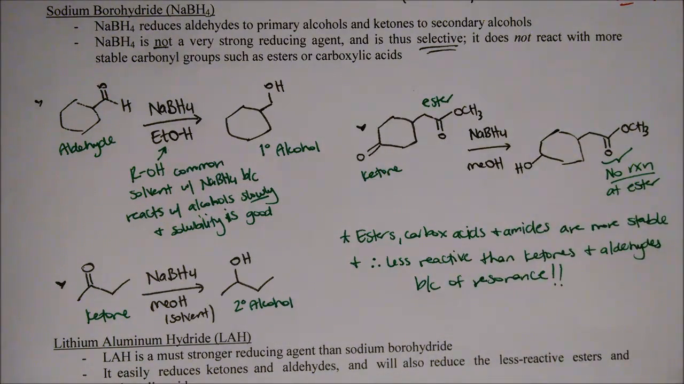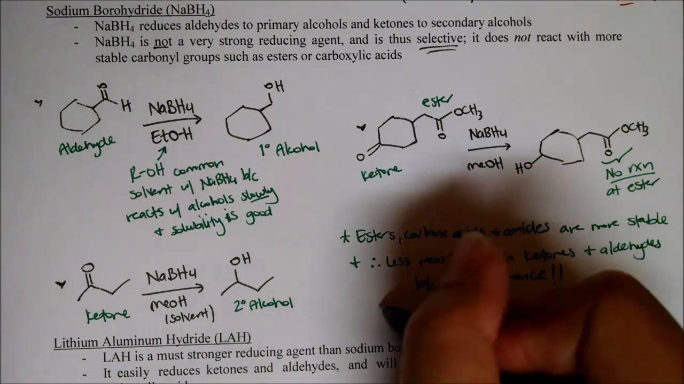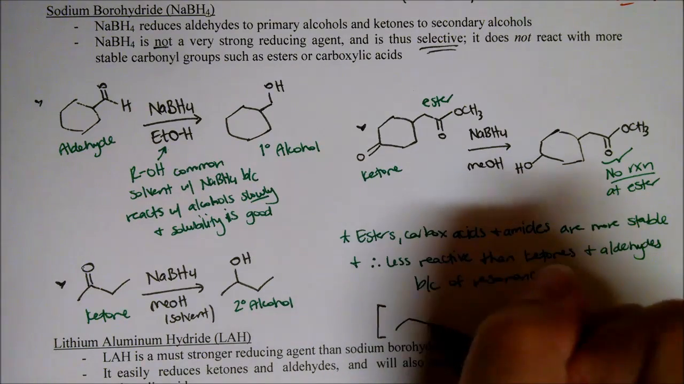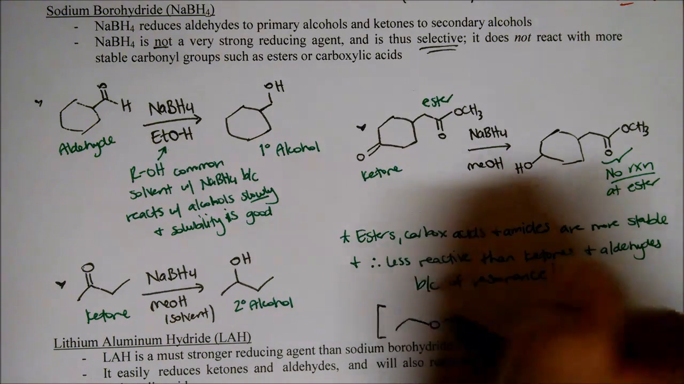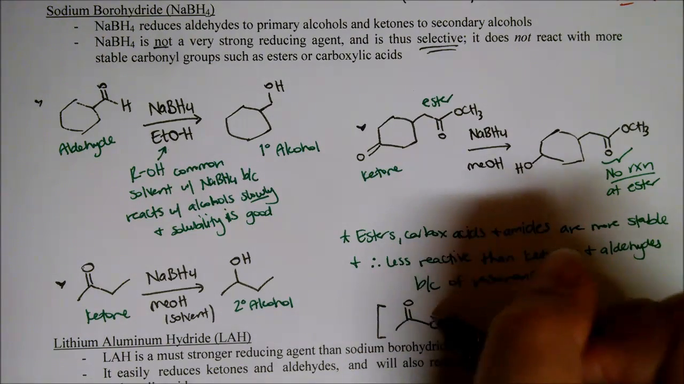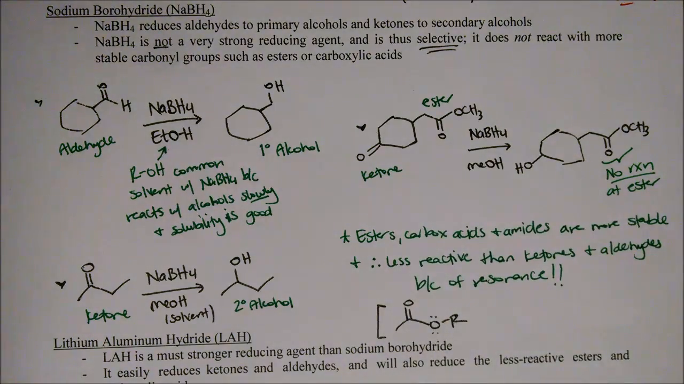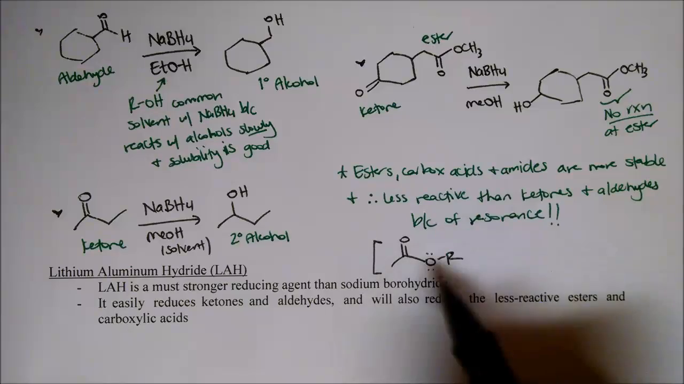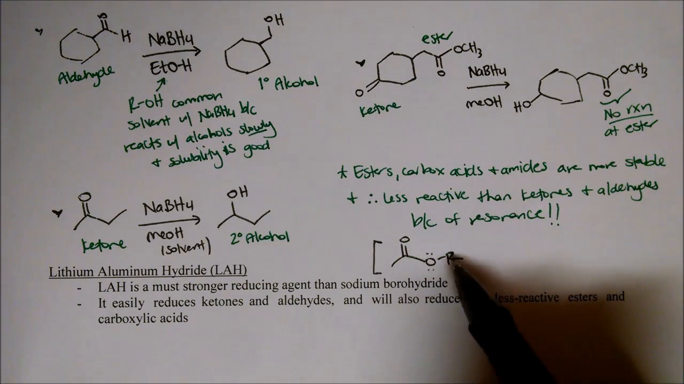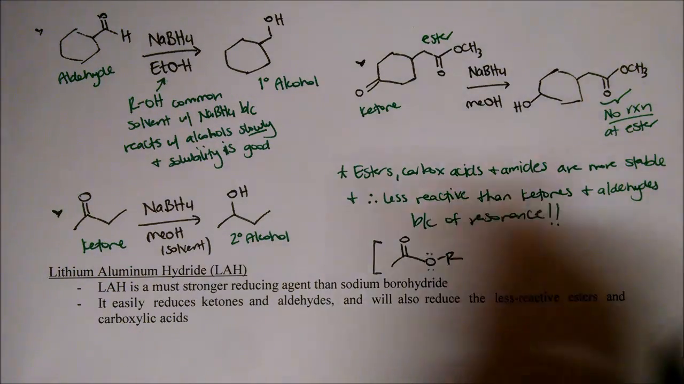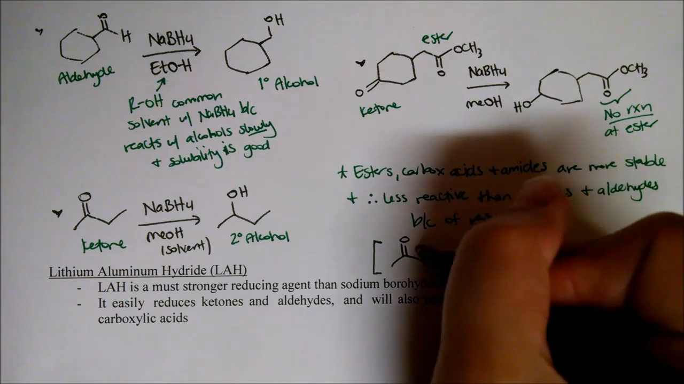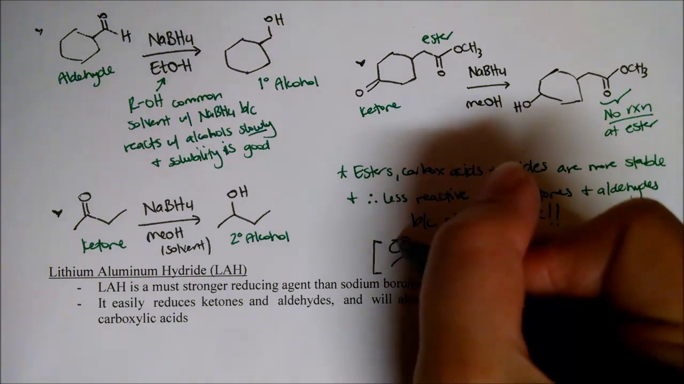Lots of things are because of resonance, aren't they? So let's take an ester, for example. An ester looks like this, right? It's got this lone pair on the OR group. Even carboxylic acids will have an OH, and amides have a nitrogen here. Again, they all have lone pairs that can donate and kick up into the carbonyl.